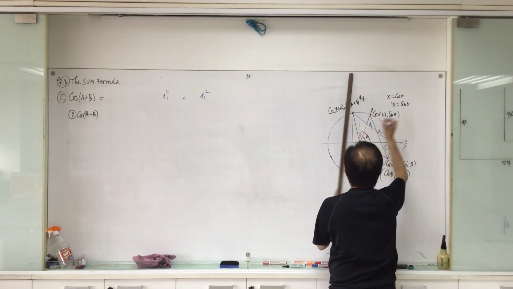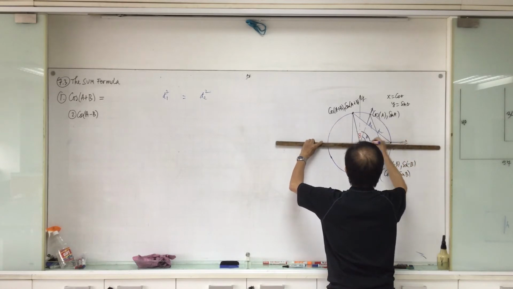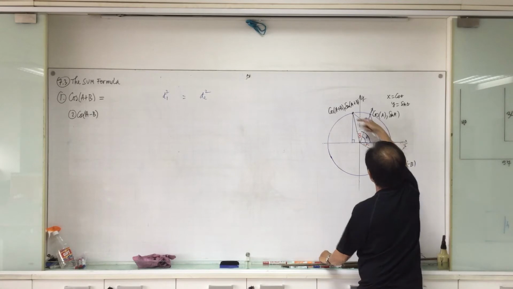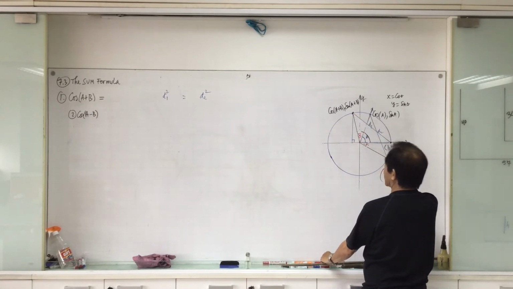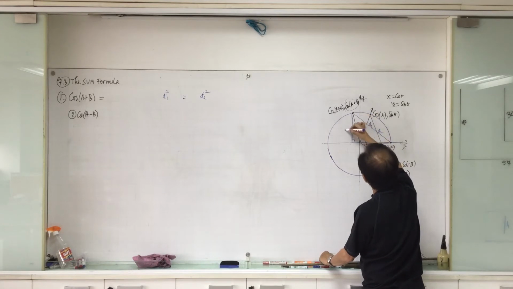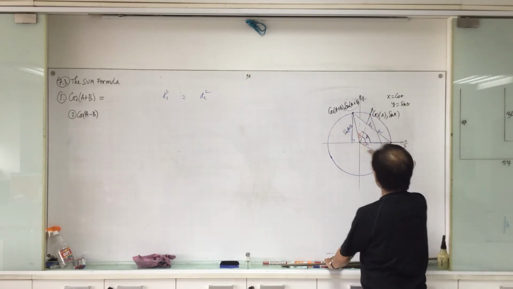Okay, so the line here, we have the right triangle here, D1 square equal this line square plus this square, right? So this line here also equal y. So the line here is sine of A plus B. How about the line here?